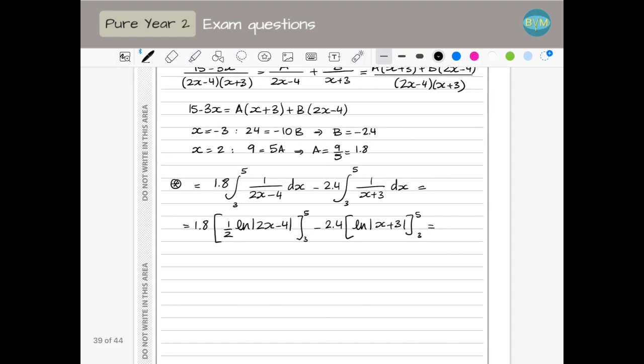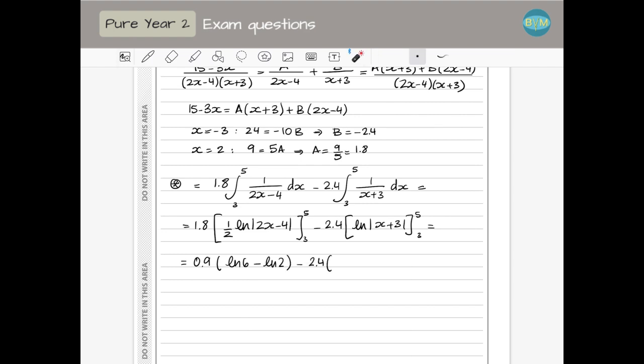Now I substitute, and I have 1.8. When I substitute by 5, I have 2 times 5, 10, minus 4, 6. So I can divide 1.8 by 2, so I'm going to do that. So I have 0.9, and when I substitute by 5, I have 10 minus 4, 6. So ln 6. Minus, when I substitute the 3, I have 6 minus 4, 2. So ln 2. And I'm going to do the same with the other one.